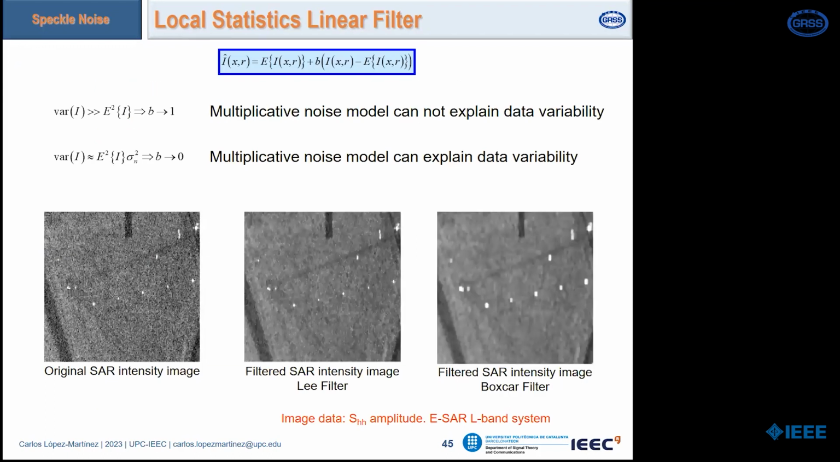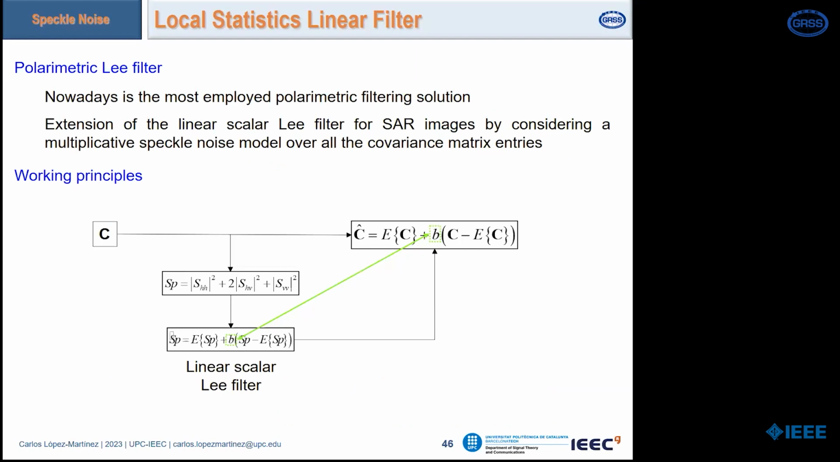You have the point target, the original image. This is the result of the convolution. And finally, this is the result. As you see, on homogeneous areas, they are more or less the same. On point targets, you keep the spatial resolution. You keep the details.